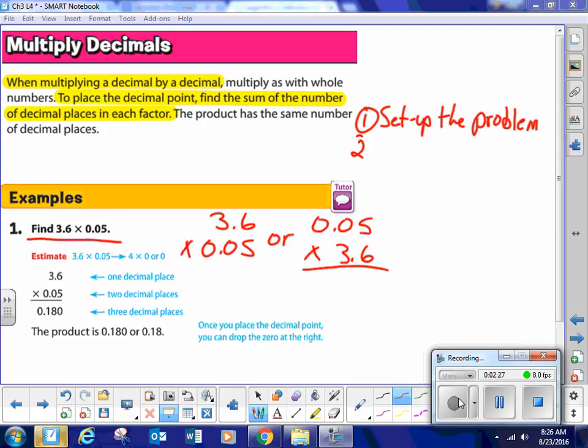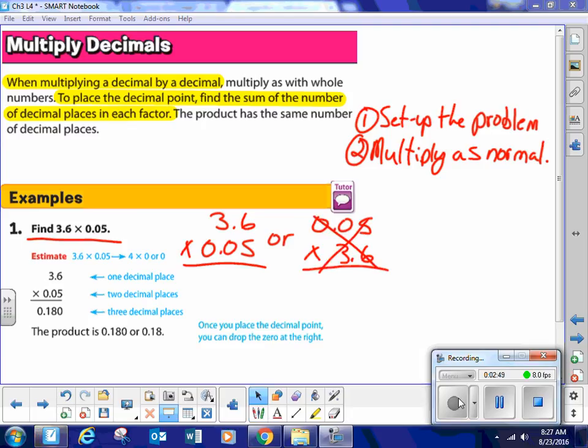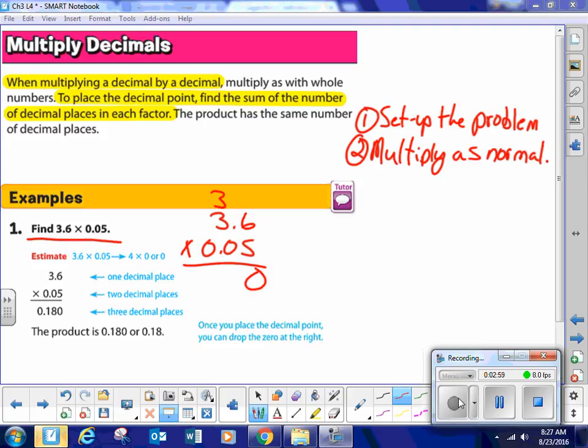We multiply as normal. So we just do our regular multiplication. See, here there's only one digit to multiply with. Using this one would cause a little bit more work for us. So I will use this one right here, just like they have done over here. We multiply it as normal.